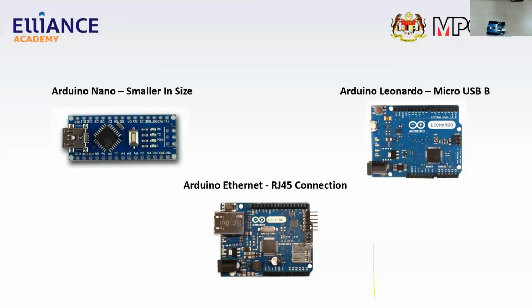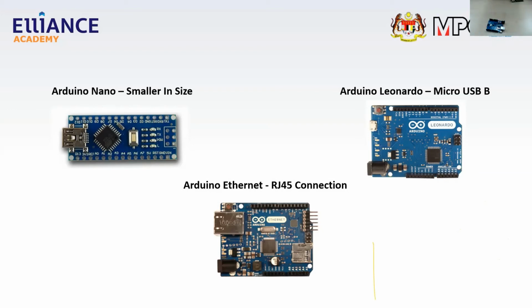Okay. Next, we have the Arduino Nano. This board is smaller in size compared to the other Arduino boards we have just looked at, and it lacks only a power supply jack. So this Arduino Nano does not come with a power supply jack. You can see this Arduino Uno here, it comes with a power jack. The Arduino Nano does not, and is much smaller in size.